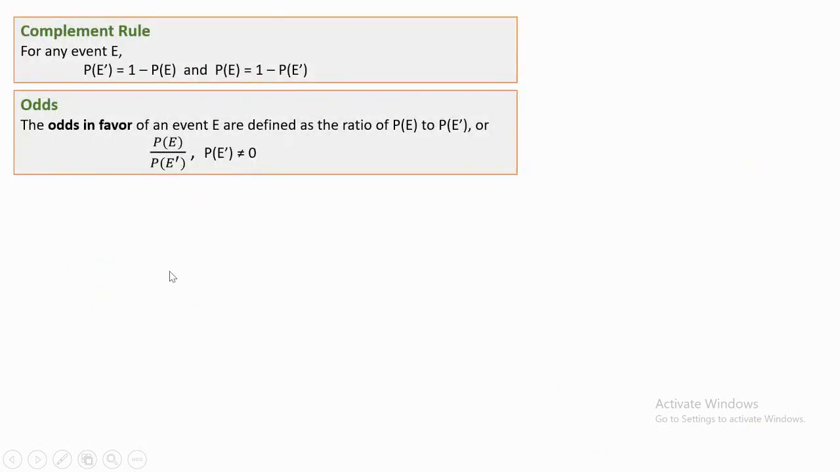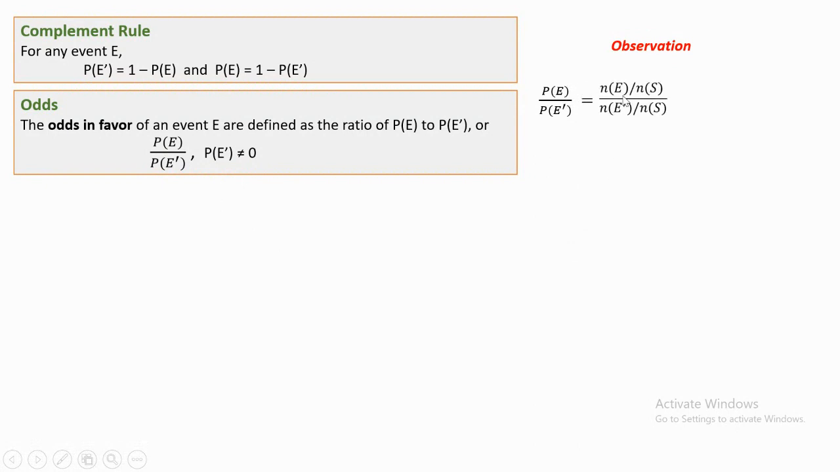Okay. Now, this is called the complement rule. For any event E, the probability of the complement of E is equal to 1 minus the probability of E, and vice versa. The probability of E is equal to 1 minus the probability of the complement of E. Now, odds in favor of an event E are defined as a ratio of the probability of E to the probability of not E, or the probability of E over the probability of not E. And the probability of not E, or the complement of E, cannot be 0 because it would be undefined. Okay. Observation.